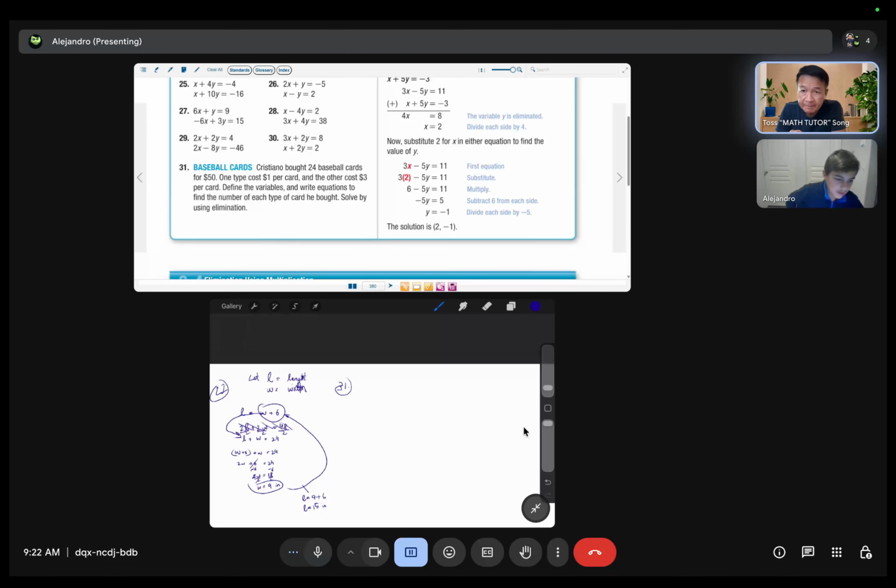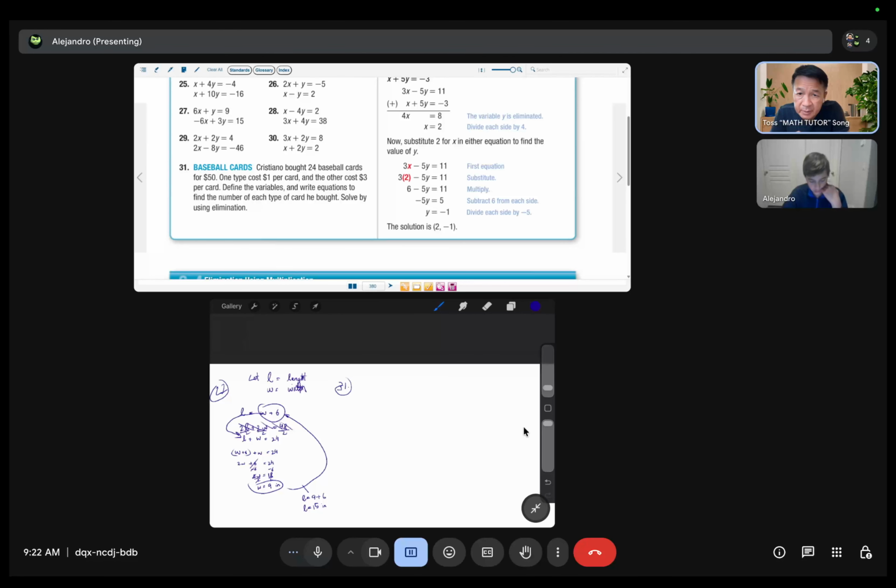All right. Of course, you can define the variable, but let's read a little bit. Cristiano bought 24 baseball cards for $50. One type cost $1 per card. The other cost $3 per card. Define the variables. Okay, so let's define the variable here.